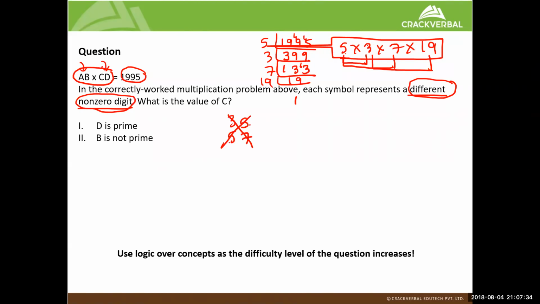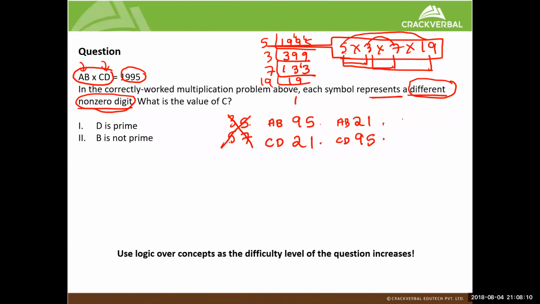So the other combination would be 7 into 3, which is 21, and 5 into 19, which is 95. So I have 95 and 21. And remember, the reverse is also going to be true. You can also have 21 and 95. And this falls into the constraints that I have: each symbol represents a different non-zero digit. So I know now for a fact that AB, CD can be 95 and 21 or 21 and 95, because both when multiplied to each other would give me 1995.